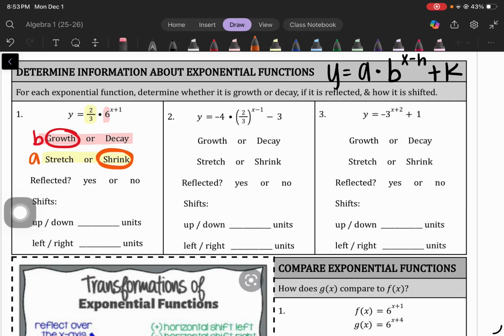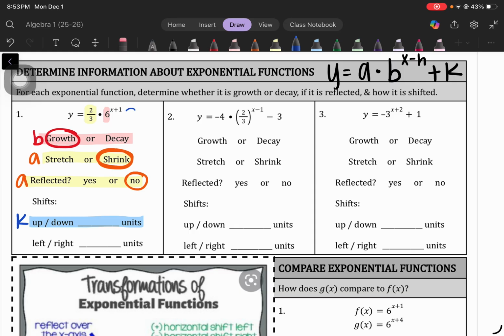Looking at whether we have a reflection, we're looking for that letter right in front. We're still looking at the letter A, and there is no negative. Because there's no negative symbol, we have no reflection. Looking at our shifts, this is going to be the H and the K. When we're looking at the up and down, we're technically looking at the letter K.